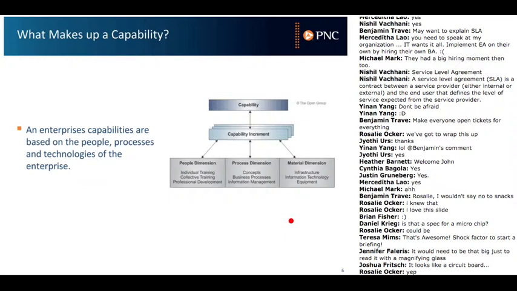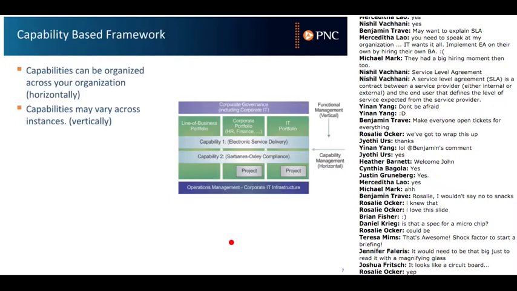You may find them at different levels. There may be very manual processes that don't really focus as much on the technology, or they use it in a very suboptimal way. You may have ones that are highly automated, in which case the people dimension may be focused on those maintaining the systems. But in general, you're going to find all three of those involved. The other thing on a capability-based framework is you can think about it two ways, both vertically and horizontally.